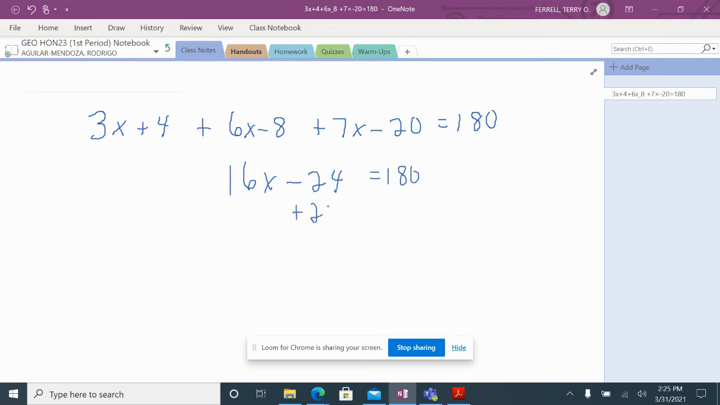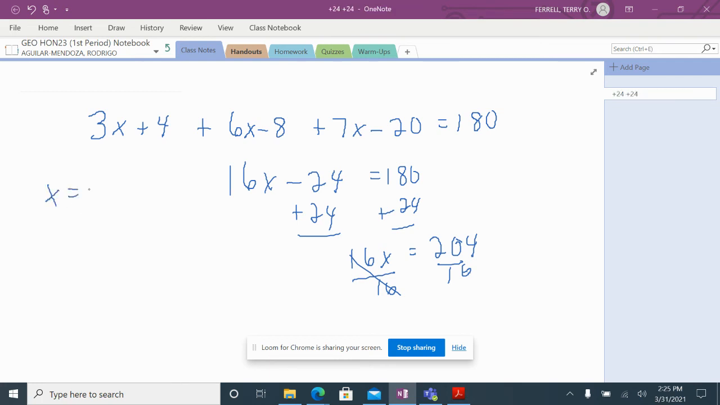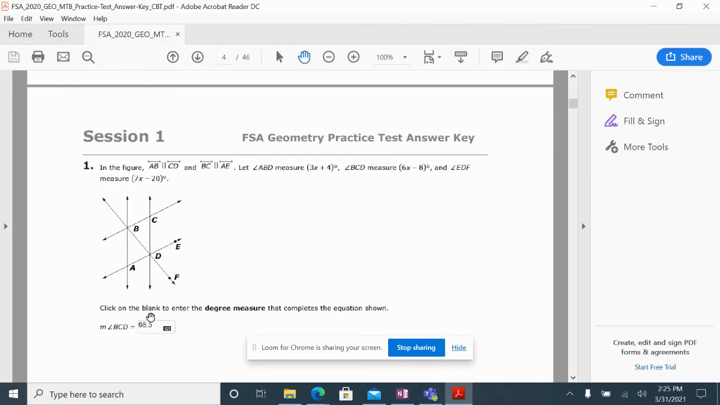All right. Add 24 on both sides. So 16x equals 204. Divide by 16. And this problem was ugly, just to be honest. When I divide this, I get a decimal. I get x equals 12.75. Guess what? I'm still not done, because that just gave me x. They're not looking for x. They're looking for angle BCD.